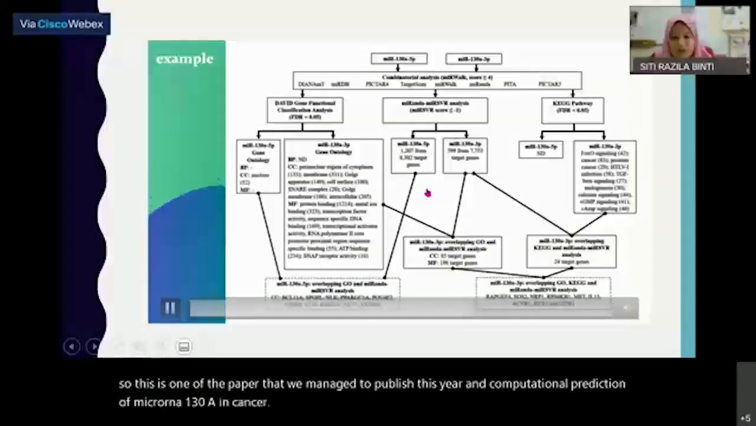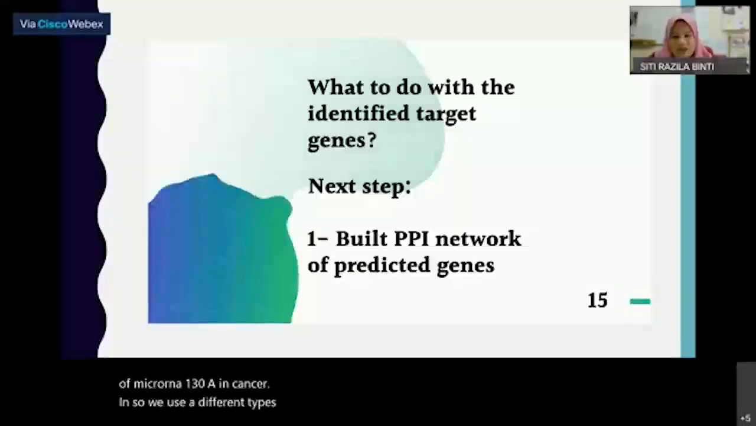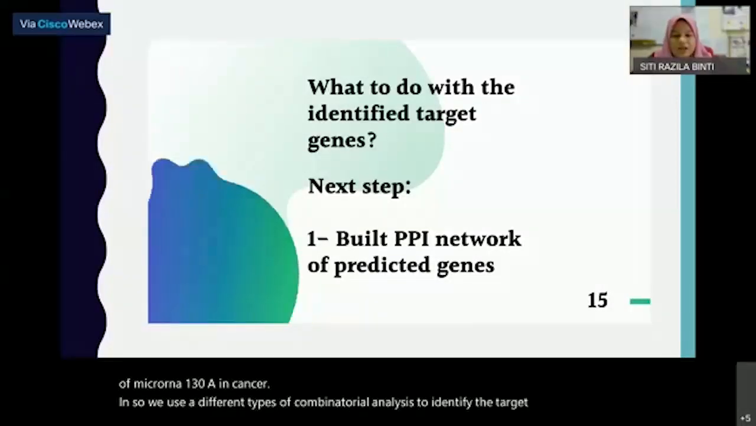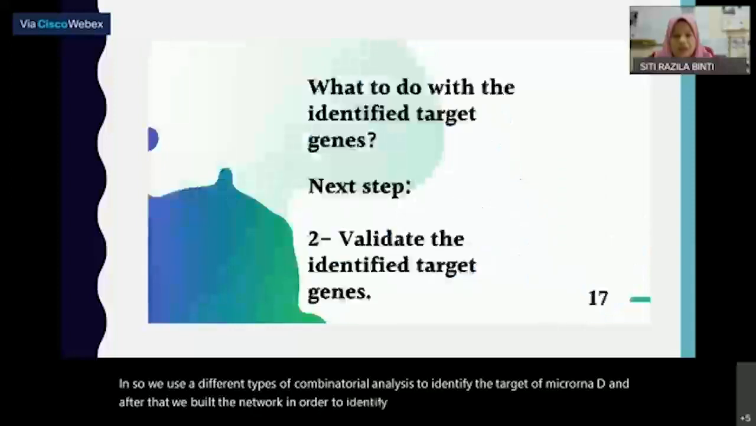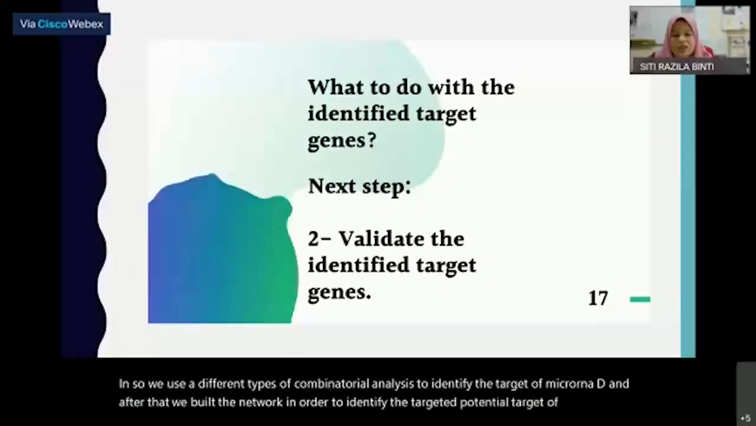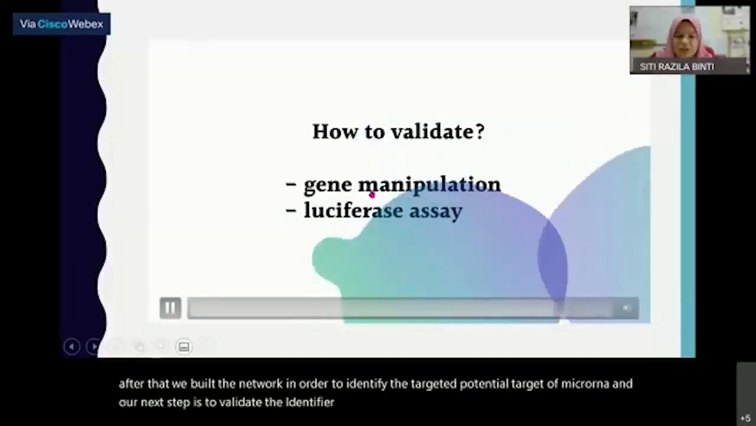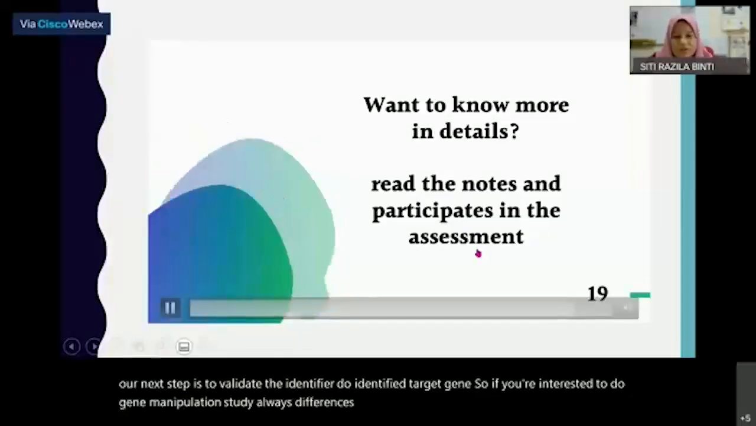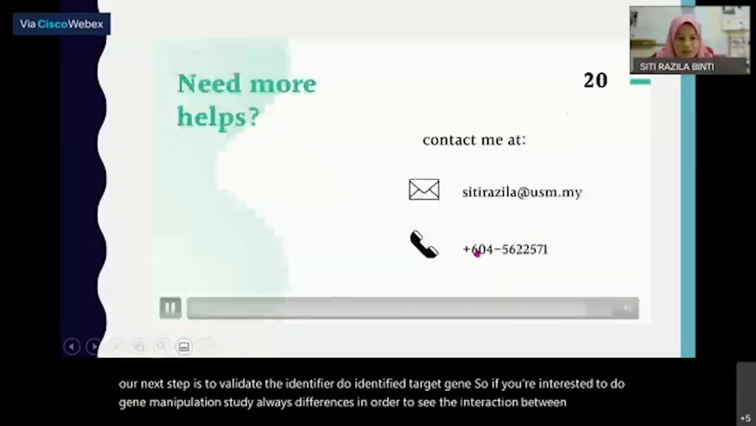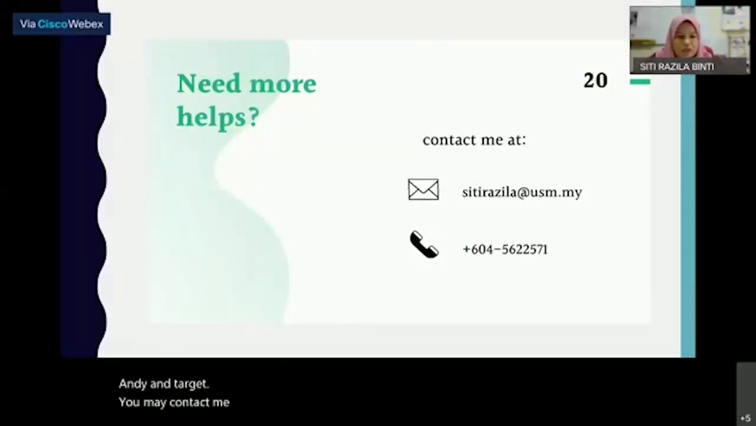Okay, so we use different types of combinatorial analysis to identify the target of microRNA, and after that we built the network in order to identify the potential target of microRNA. Our next step is to validate the identified target gene. So if you are interested to do a gene manipulation study or luciferase assay to see the interaction between microRNA and their target gene, you may contact me personally. We have this project available.